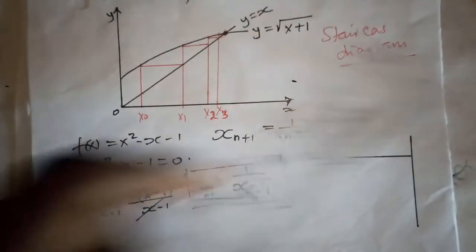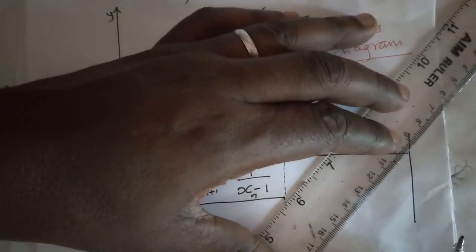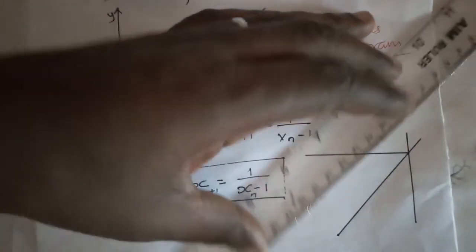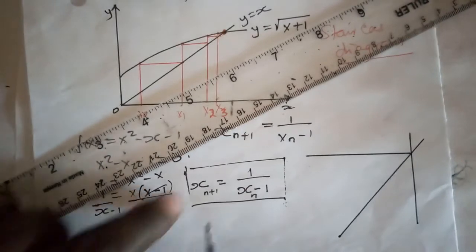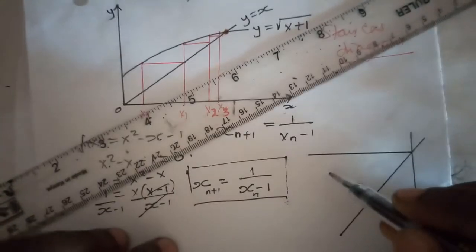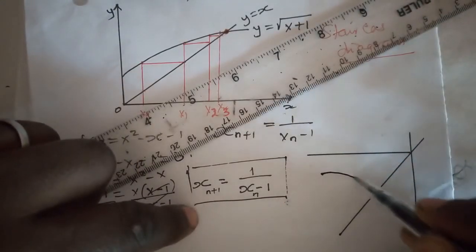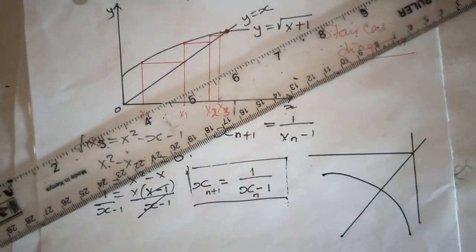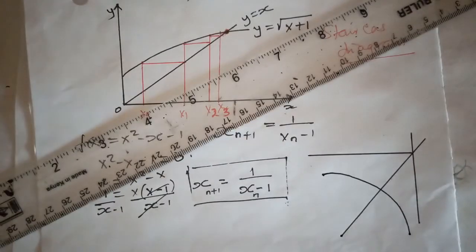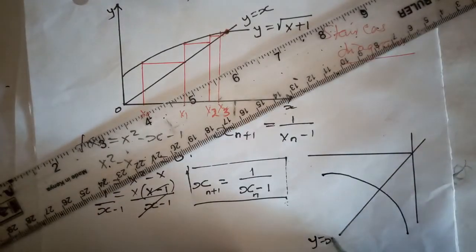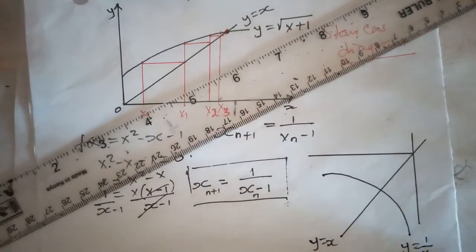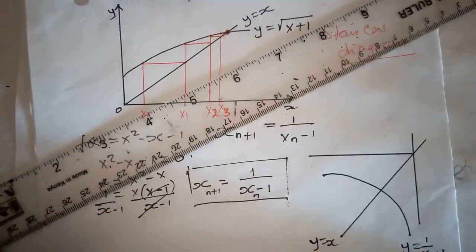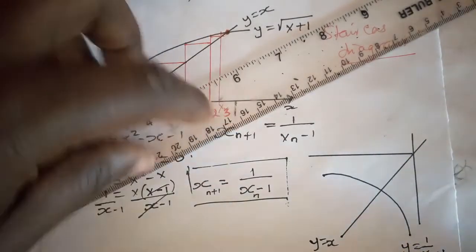And you are going to have y equals x because that is true. And you're going to have this equation that looks like this. This is y equals x, and this is the equation y equals 1 over x minus 1.